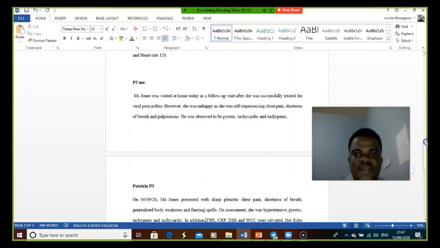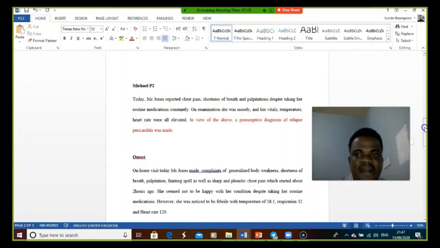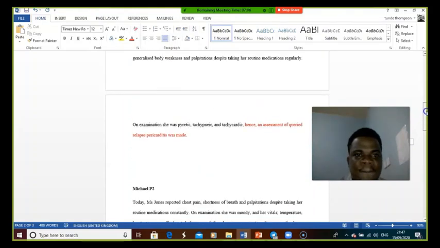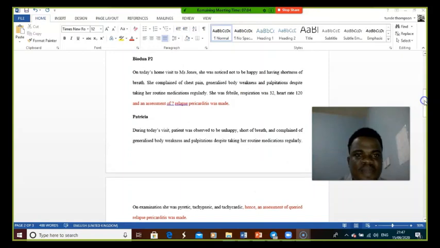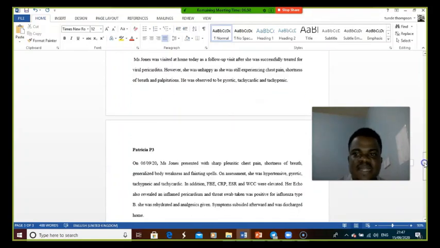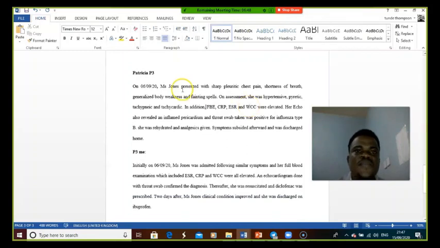Go back to your previous paragraph, your paragraph 2. That is Patricia's paragraph 2. You said the patient was observed to be unhappy, shortness of breath, complained of generalized body weakness and palpitation despite taking her medications. And in this paragraph again, we are repeating all those symptoms that the patient complained of initially. Do you understand? So you can just say "similarly, the patient." Do you get my point? So no need repeating all these symptoms again.